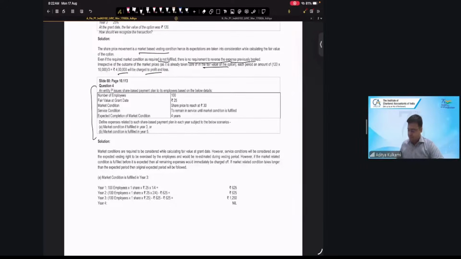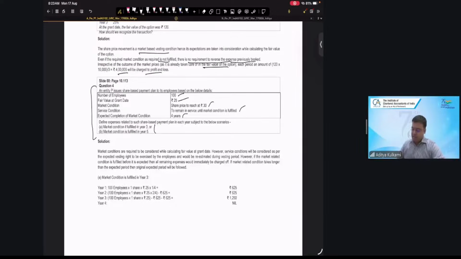All right, fine. So an entity issues a share-based plan based on below details. Employees 100, fair value 25, market condition: share price to reach 30, service condition: to remain in service until the market condition is fulfilled, service condition 4 years. Define expenses related to such share-based payment plan subject to the below scenarios. Market condition fulfilled in year 3 or year 5.